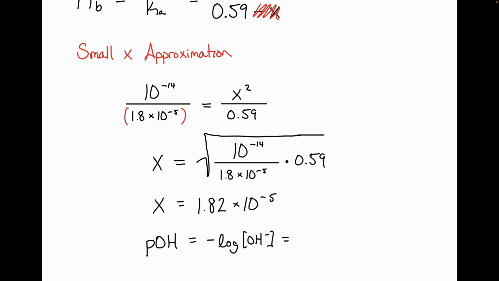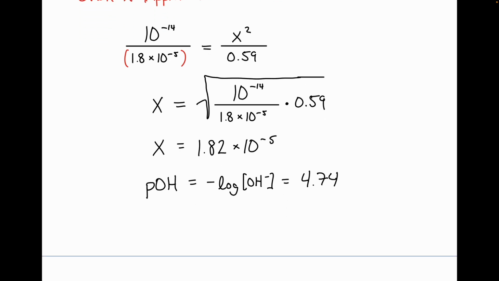All right, so then my pOH is 4.74, making my pH 14 minus that value, or 9.226.